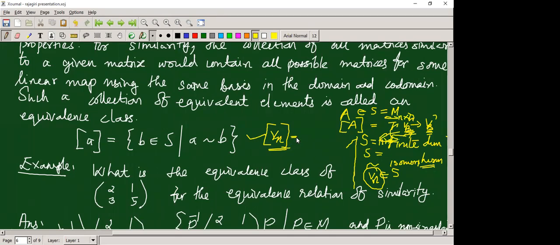We can see that this class obviously contains one element. What is that element? Actually Rn. Suppose the corresponding field is R. In this equivalence class, the vector space Rn is there, or the collection of n-tuples (a1, a2, ..., an). Because we know that any finite dimensional vector space of dimension n over R is isomorphic to Rn.